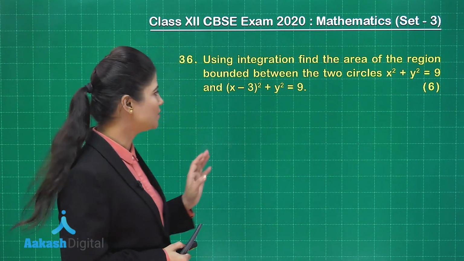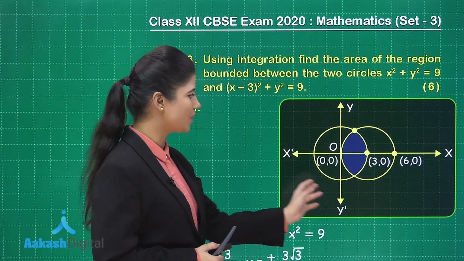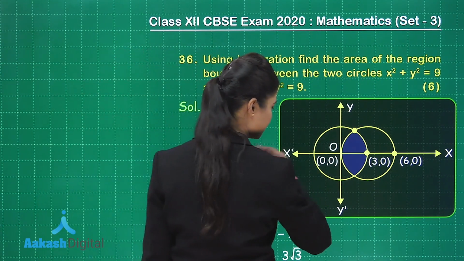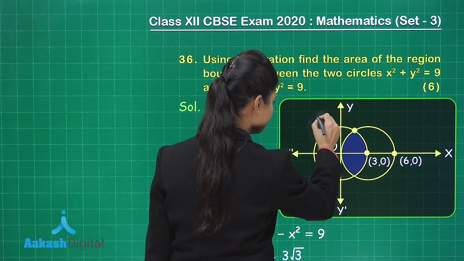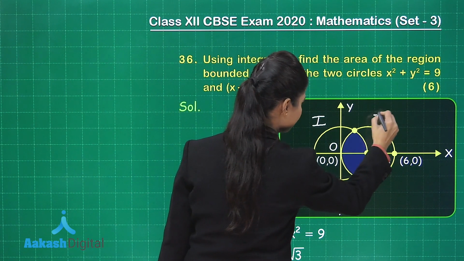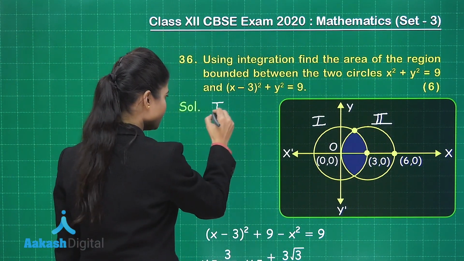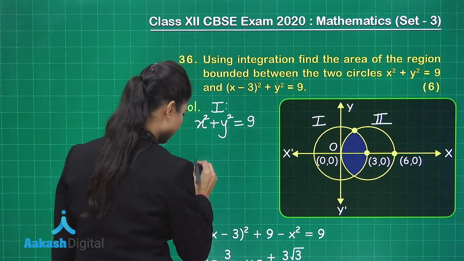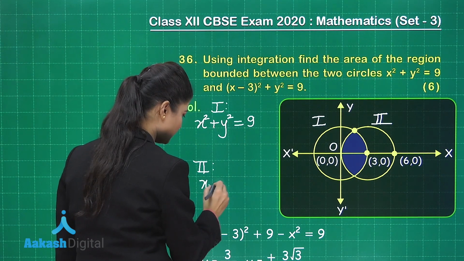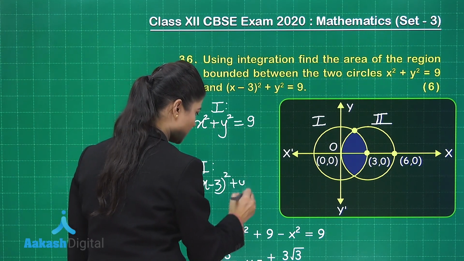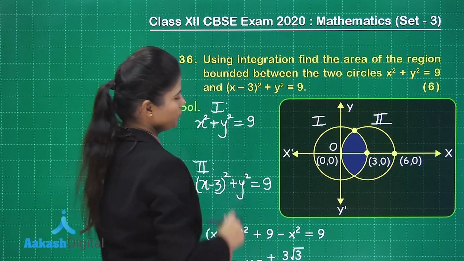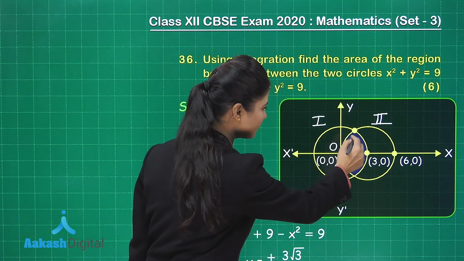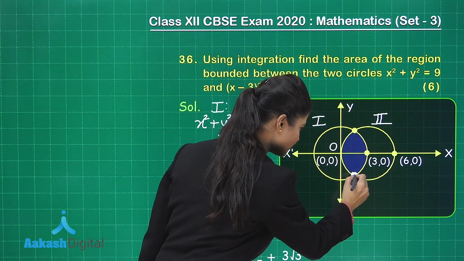So the very first thing we need to do is construct these two circles. After drawing these two circles, you can clearly see that their centers are marked at the origin and the point (3, 0). So this is the region bounded between these two circles. Let me consider this as circle 1 and this as circle 2. So circle 1 represents x square plus y square equal to 9 and circle 2 represents x minus 3 whole square plus y square equal to 9. Firstly we need to obtain the points of intersection of these two circles. You can clearly see this is the bounded region, so these will be the 2 points of intersection here.